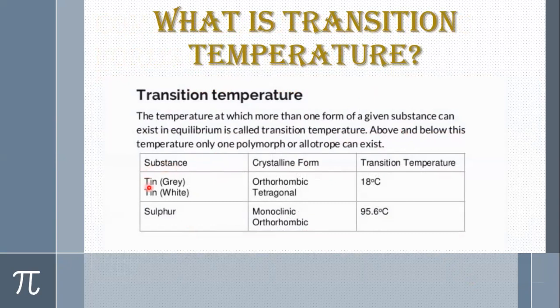Like tin has two forms, gray and white, and these are orthorhombic and tetragonal crystalline forms. These both crystalline forms coexist at equilibrium at 18 degrees centigrade. Below or above 18 degrees centigrade, only one crystalline form may exist. Sulfur has two crystalline forms, monoclinic and orthorhombic. They both coexist at 95.6 degrees centigrade, and this is its transition temperature.